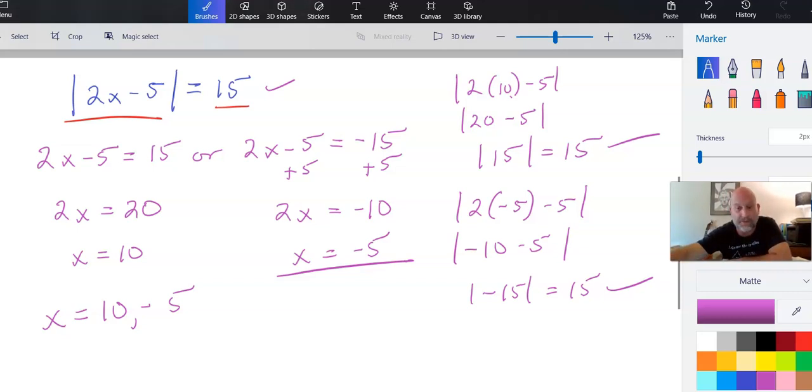So we want to make sure we check our answers, because you never know when one of those little guys is going to sneak in there. I would have gotten this problem wrong if I had just done it that way. So let's look at the next one.